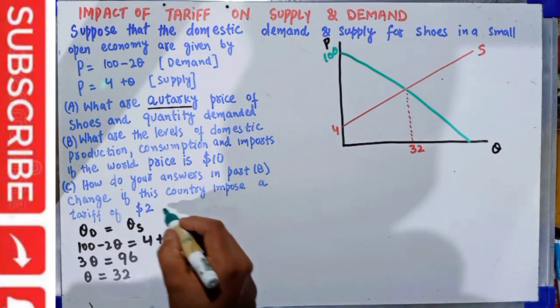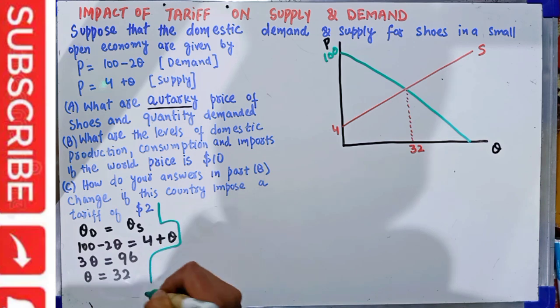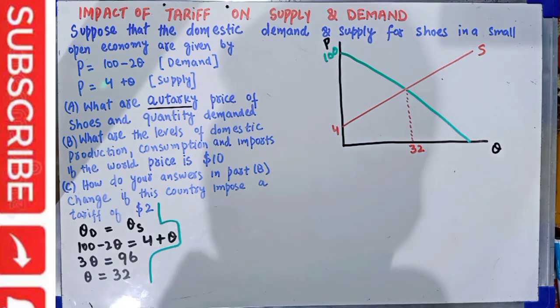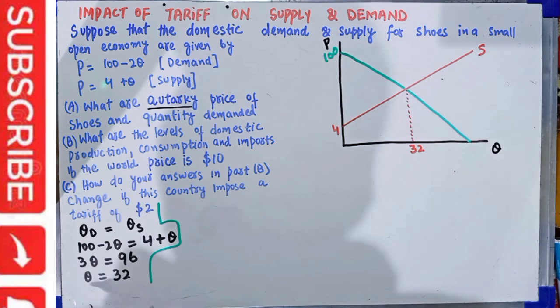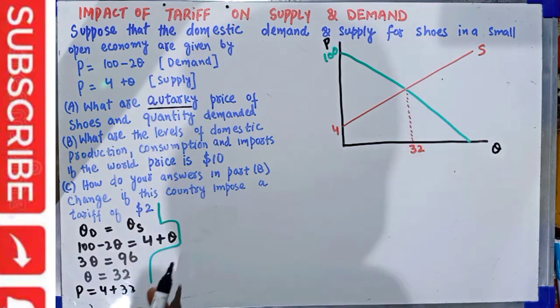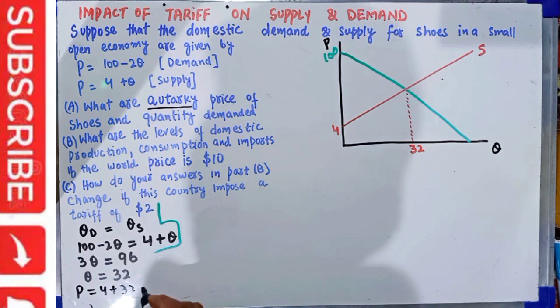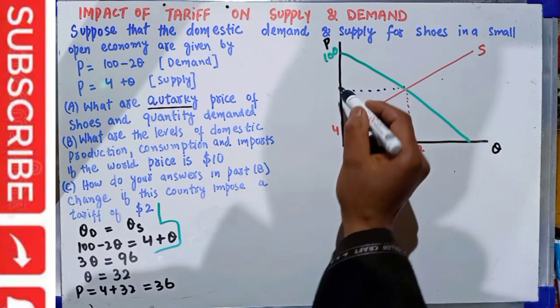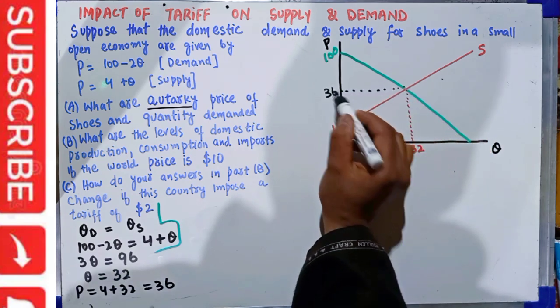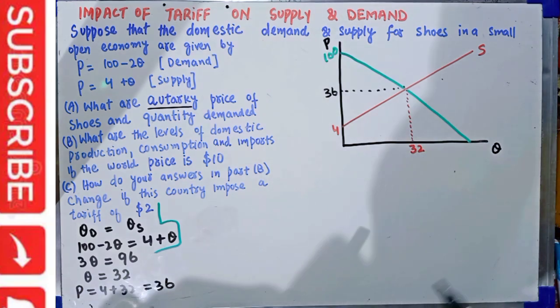So what is the price then? What is the autarky price? Simply plug Q = 32 into either the demand or supply function. Let us plug this into the supply function. So P will be equal to 4 + 32, where Q denotes the quantity supplied, which we found here. So we get 32 + 4, which comes out to be 36. So the autarky price will be 36 and the autarky quantity demanded will be 32.